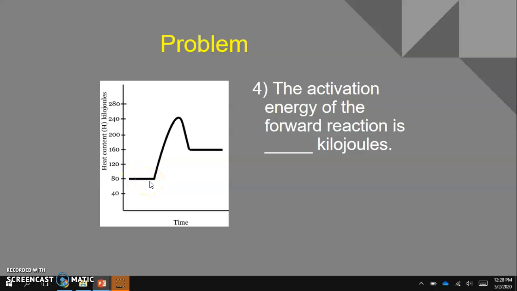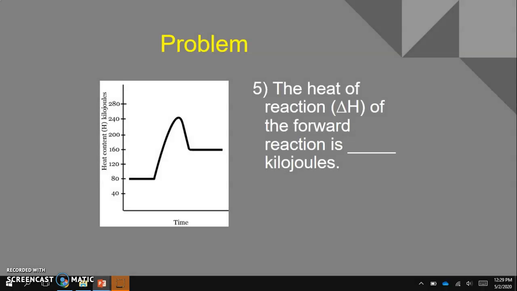Now, when I say the difference, that means we're going to subtract. So we're going to start with 240 because that's the energy of the activated complex, and we are going to subtract the energy of the reactants, which is 80. So we're going to do 240 minus 80, and that's going to give us 160 kilojoules. So the activation energy, the amount of energy it takes to get this reaction started, to get the products formed, is 160 kilojoules.